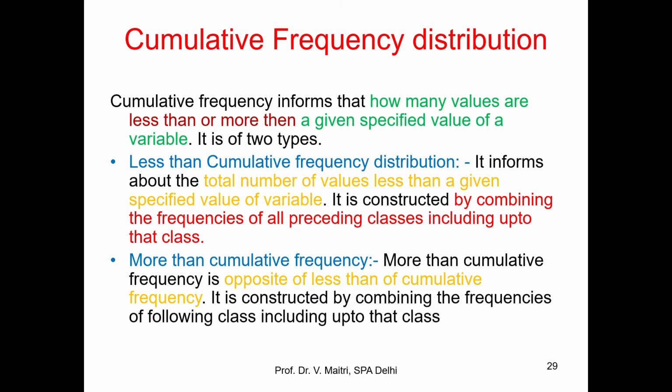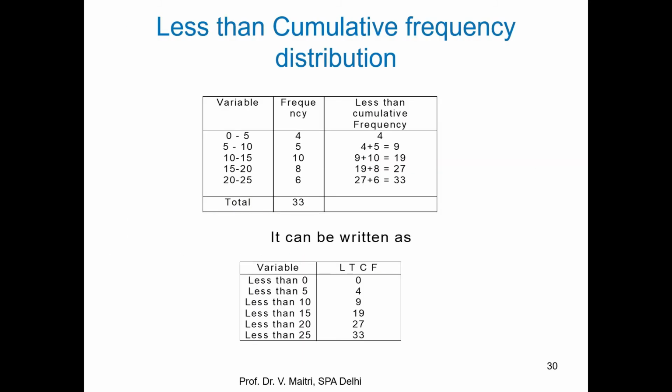Reverse. Let's see. Now the variable is given. The variable ranges over classes 0 to 5, 5 to 10, and the frequency is given. So for less than cumulative frequency, we start with 4. To this 4, this 5 is added: 4 plus 5, 9. Now to 9, this 10 is added, 19. To the 19, 8 is added, 27. To 27, 6 is added, 33. So this must be the same.